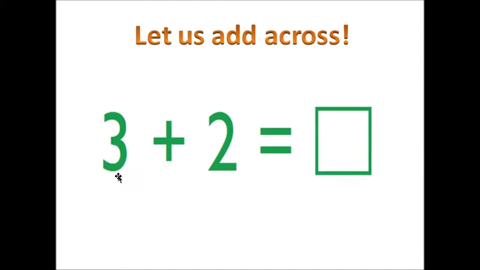So we have 3. Let's read the number sentence together. Remember, we are going across from left to right. Okay, that's how we read it. 3 add 2 equals something. Okay, read it again. 3 add 2 equals something. Let us now try to solve this problem or this sum.